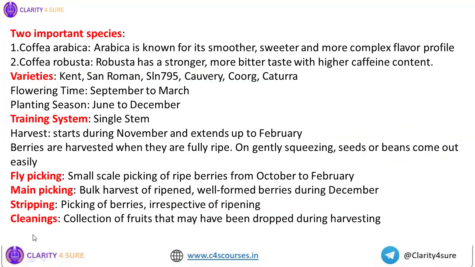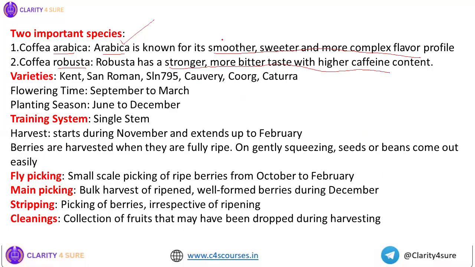Next, let's talk in detail about more things about coffee. As I was saying, the two most important species of coffee are coffee Arabica and coffee Robusta. Arabica coffee is known for its smoother, sweeter, and more complex flavor profile, whereas Robusta has a stronger, more bitter taste with higher caffeine content. These are the major differences between Arabica and Robusta coffee.